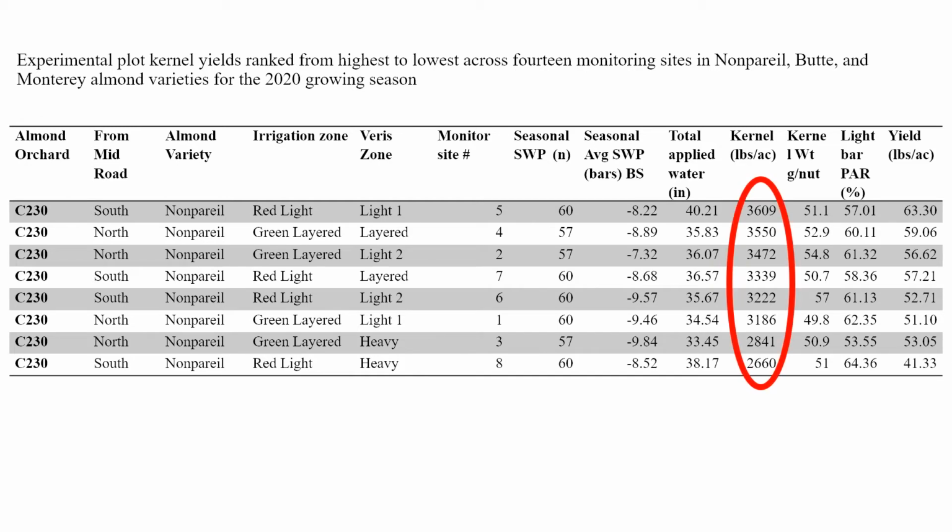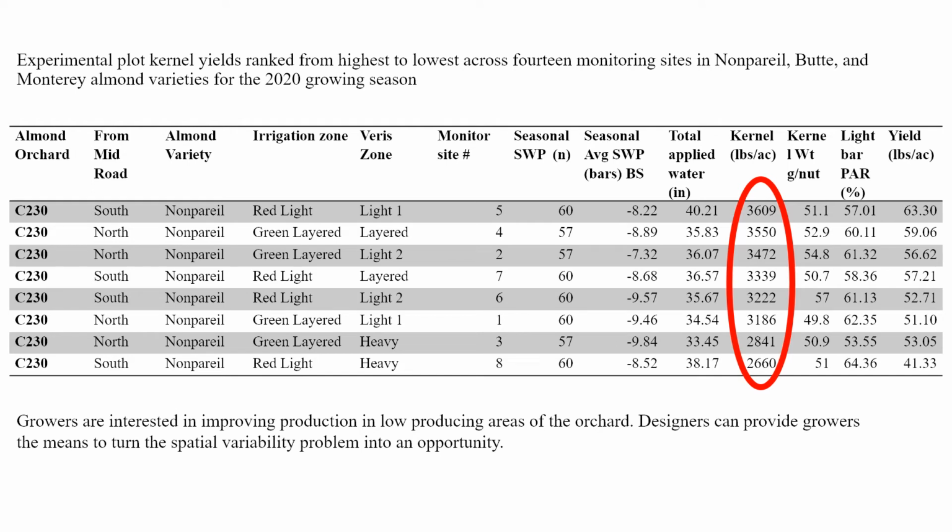And this variability has economic implications, because in one of the blocks at this particular ranch, we saw a difference between the highest yielding areas and the lowest yielding areas within the same block of over 1,000 pounds per acre. Okay, this is quite significant. So how can irrigation system designers help growers improve production in these low producing areas of the orchard? Basically turn this problem into an opportunity.